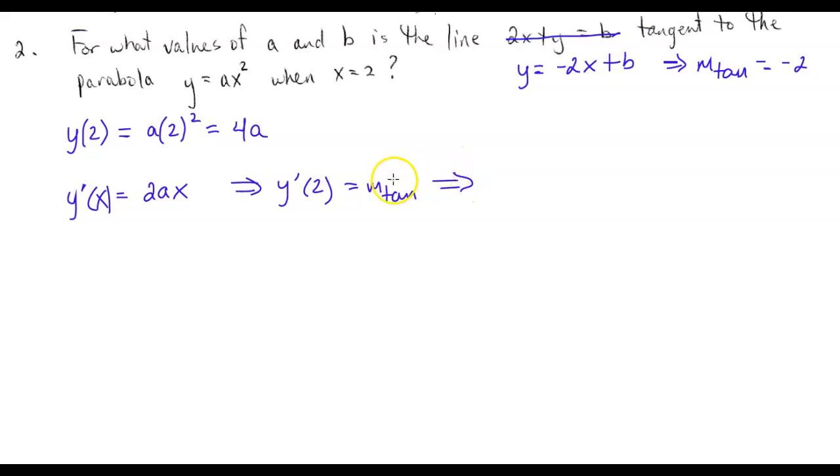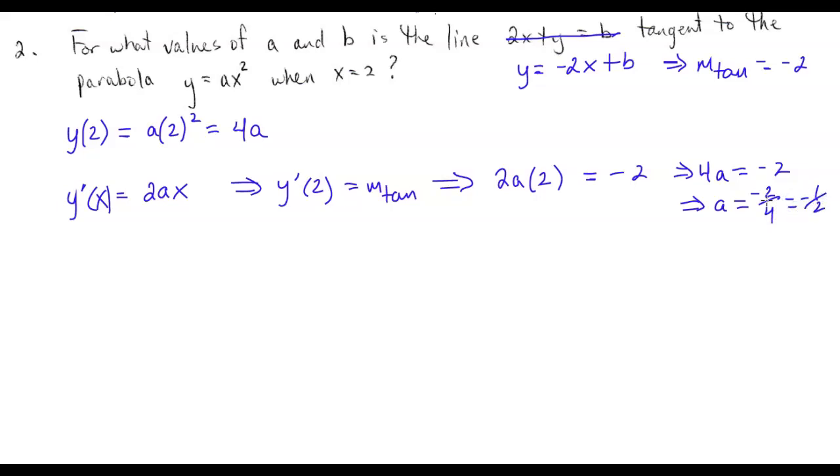So what this tells me is that here I have 2a times 2, because x is going to be 2 in this case, that has to equal the slope of the tangent line, which is -2. And so from there, that would be 4a is equal to -2, which in turn means that a is -2 over 4, which is -1/2.